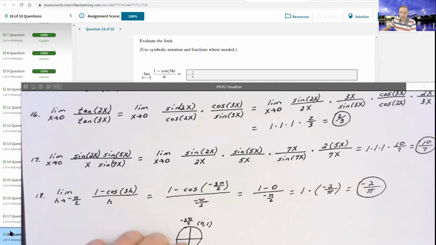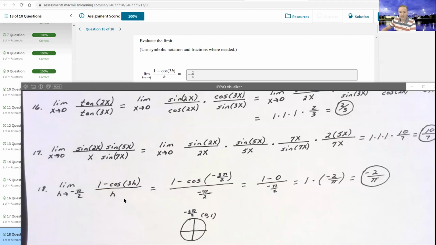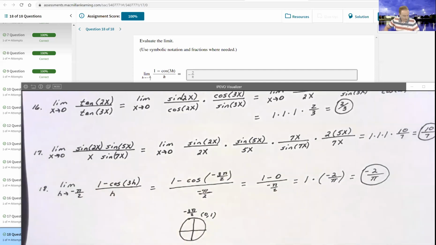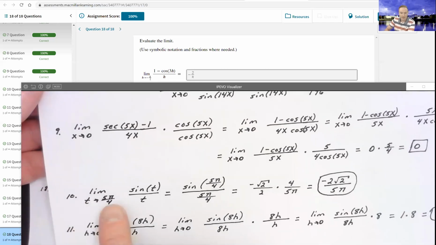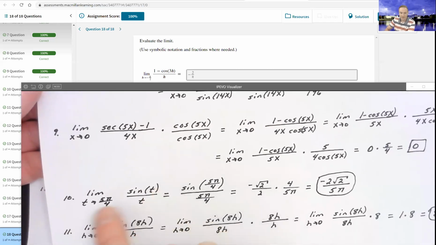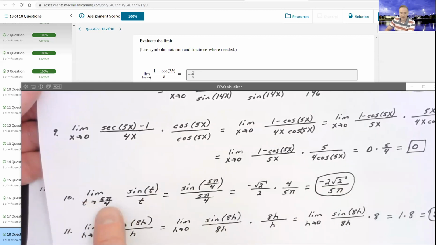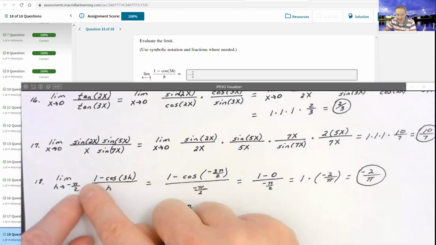The last one, it's a bit tricky. Normally, anytime I see that 1 minus the cosine in there, I'm thinking that the answer should be 0. This one, not, because we're not taking the limit as h approaches 0. This is actually similar to one of our sine problems where we had number 10. You say, well, if it were just the sine of t over t as t approaches 0, my answer would be 1. But as t approaches 5 over 4, I can just plug that in. Same thing here.